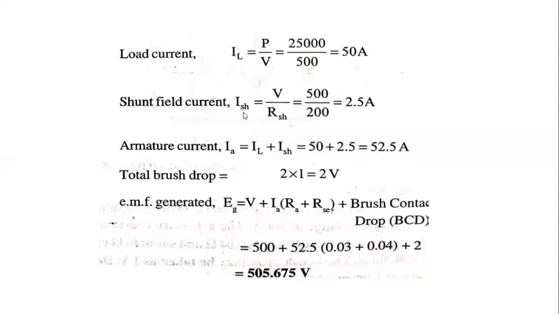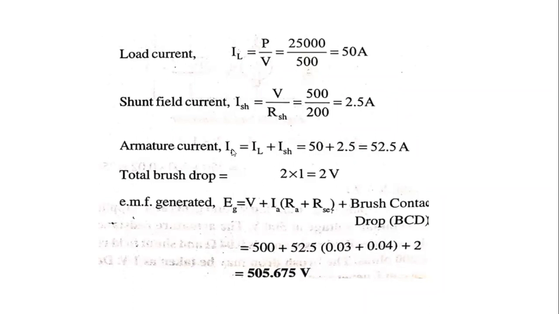Then we calculate the shunt field current, that is ISH. ISH is equal to V by RSH. V is equal to 500 and RSH is equal to 200, so that is equal to 2.5 amperes. Then we calculate the armature current, that is IA.